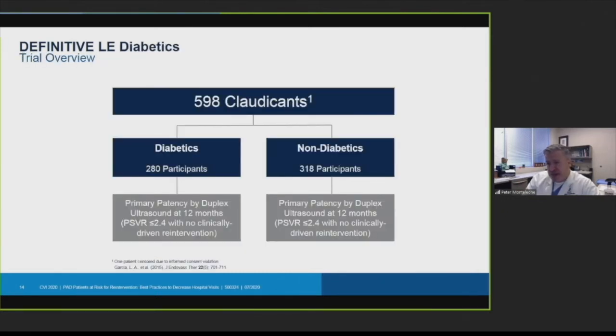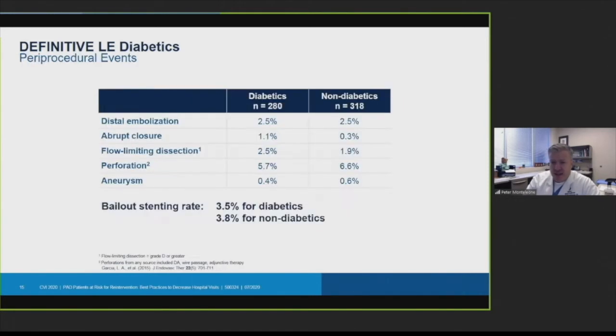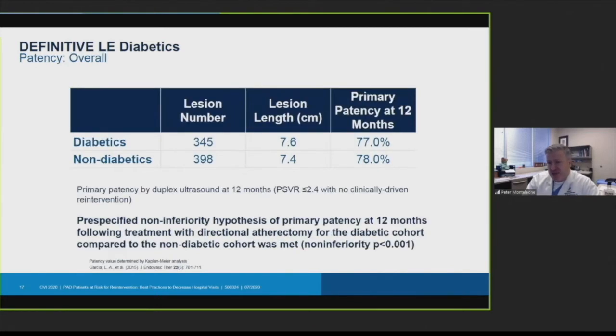Now, our patient was a diabetic, and of course, diabetics are high-risk cohorts for everything, ranging from interventions with medical therapy and certainly with procedural therapies as well. Looking at the 600 claudicant patients within Definitive LE, 280 of those were diabetic patients as opposed to 318 non-diabetic participants. In this higher risk cohort, directional atherectomy in Definitive LE diabetics was equally safe. Bailout stenting rates, despite the comorbidity of diabetes, were equally low. And then impressively, primary patency at 12 months was effectively unchanged.